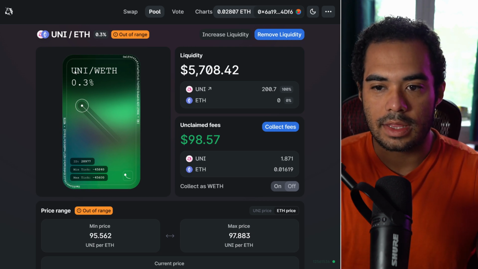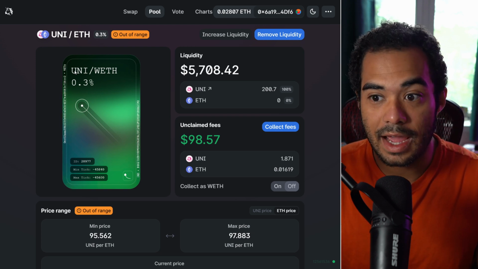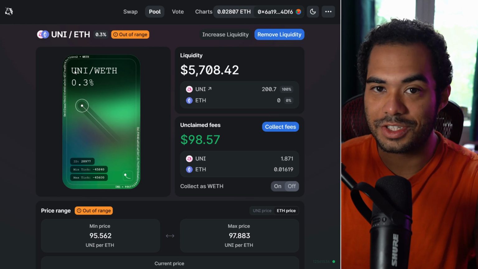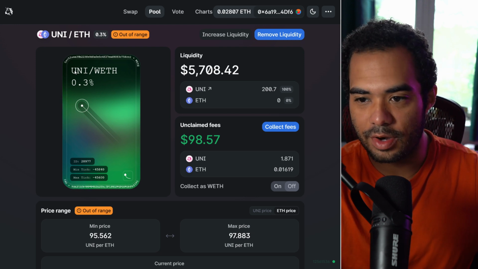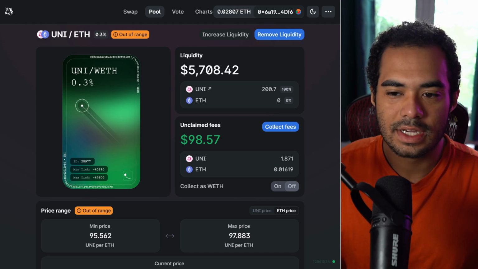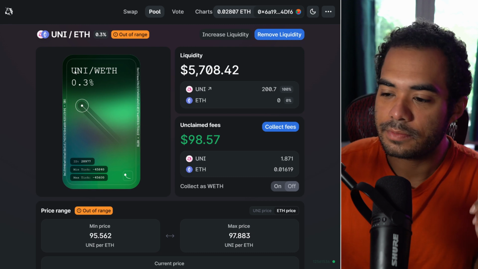So when you're doing this, I think you should find a pair of tokens that you don't mind having a ton of, because you're going to see why in a second. In terms of the liquidity I have put in here, it's about $5,000. I don't mind having that $5,000 in ETH or Uni in this case.